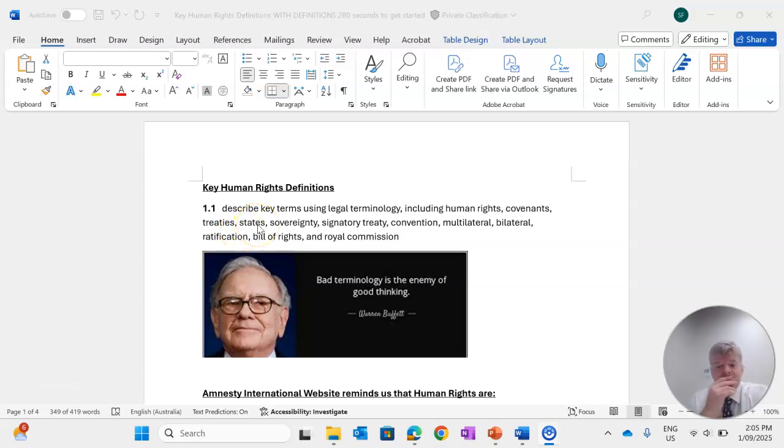Year 12s. So I just want to start this series of introduction to each of the mini topics by looking at topic 1.1. So topic 1 is about human rights. Topic 1 is describe key terms using legal terminology, including human rights, governance, treaty, state sovereignties, signatory treaty, convention, multilateral, bilateral, ratification, Bill of Rights, and Royal Commission.